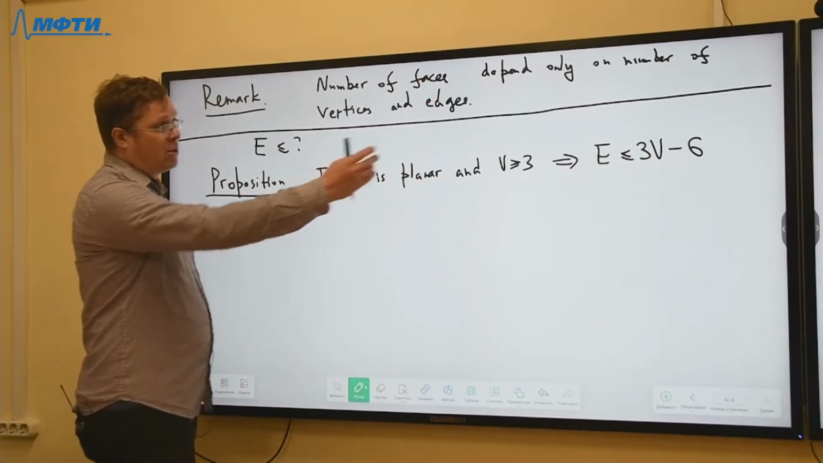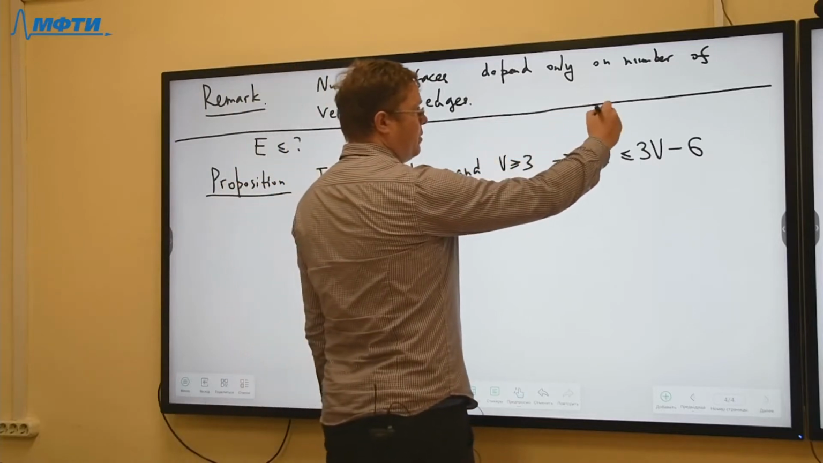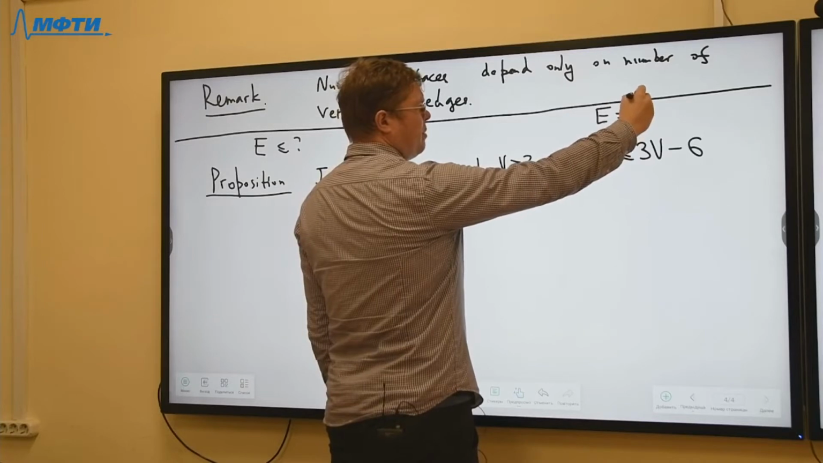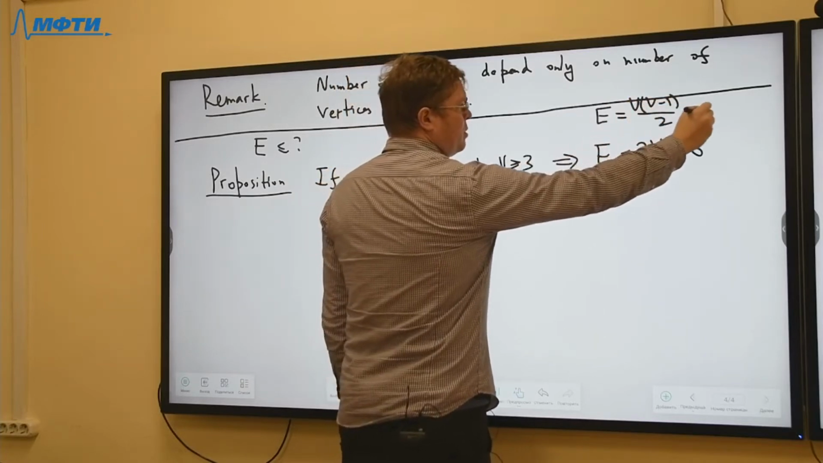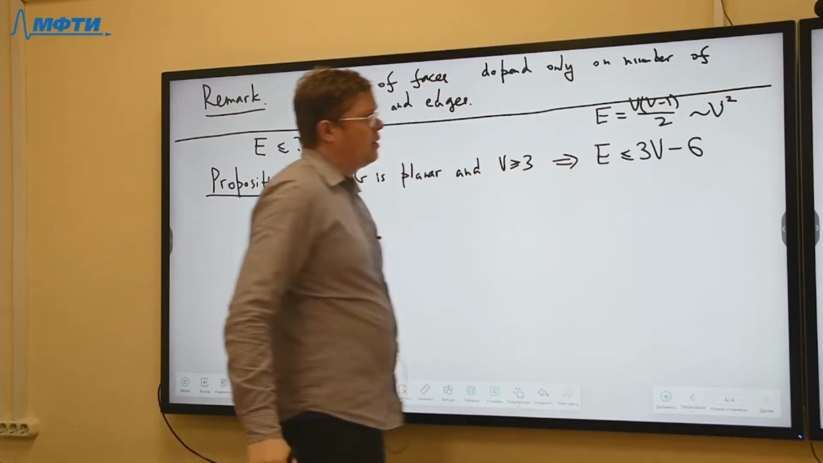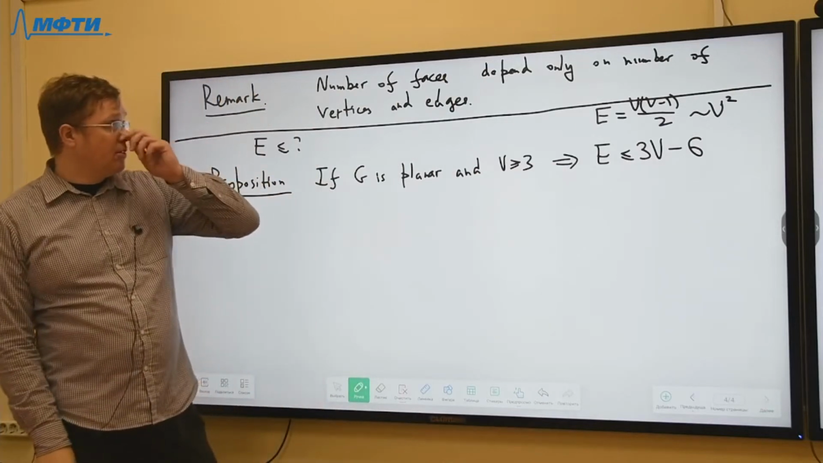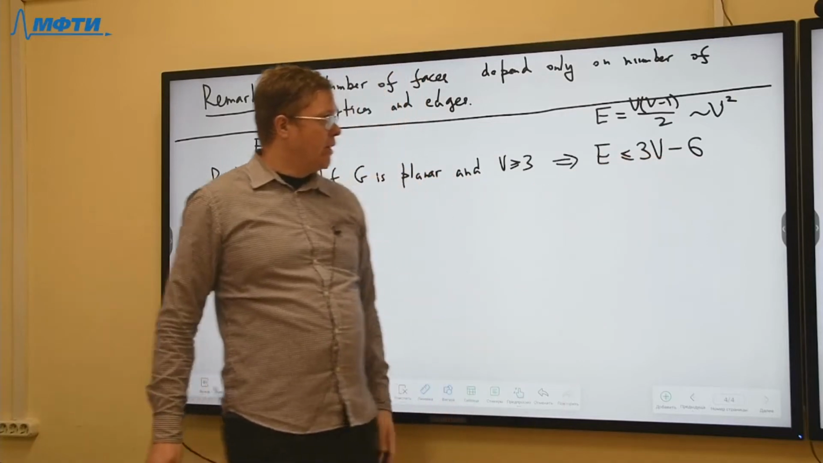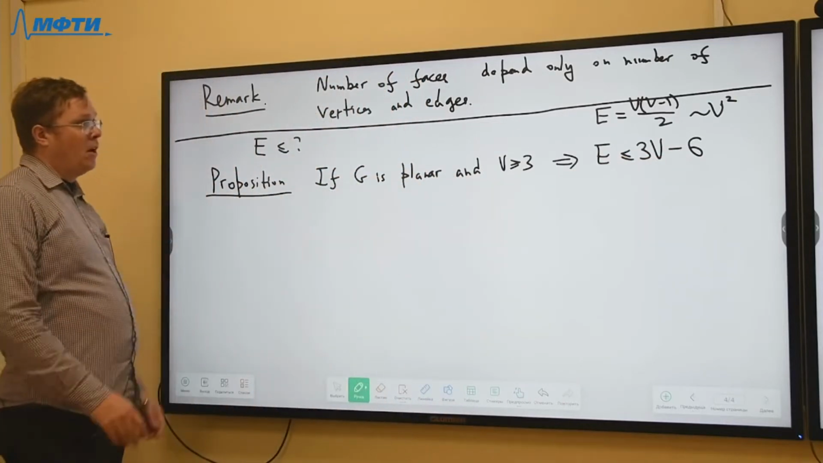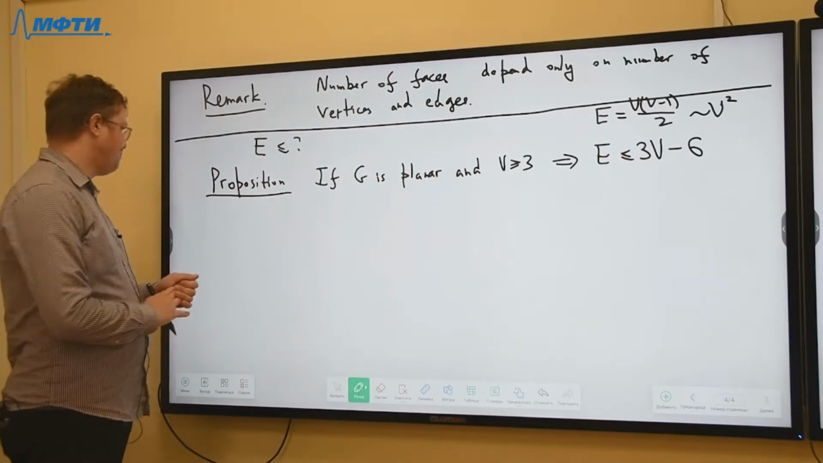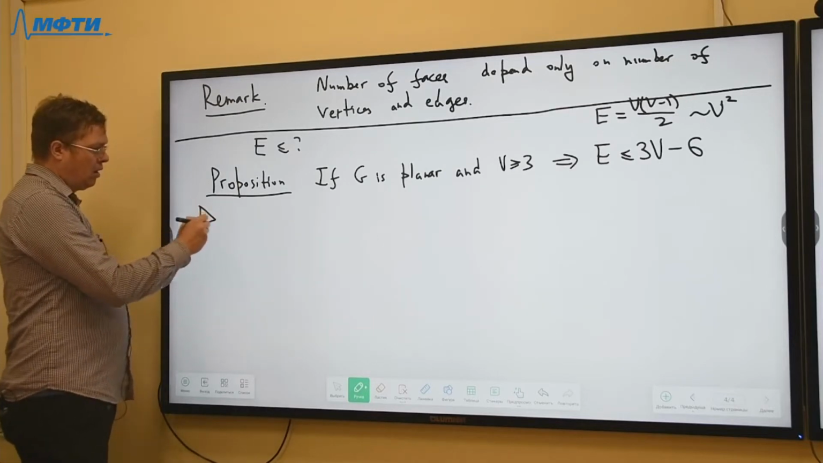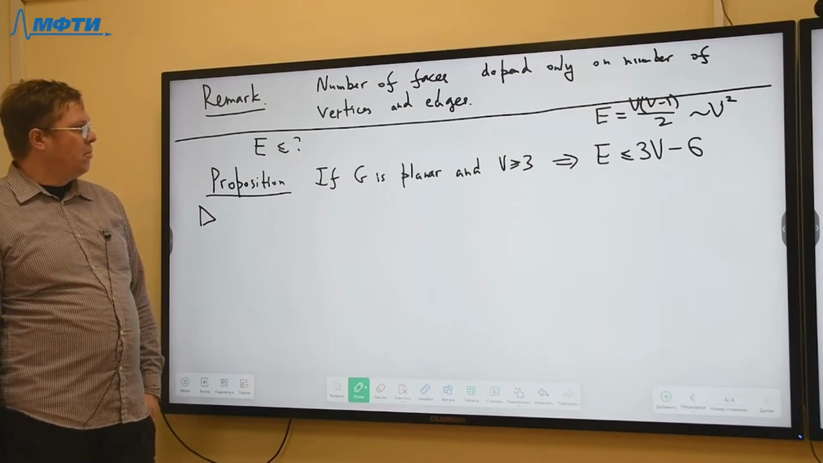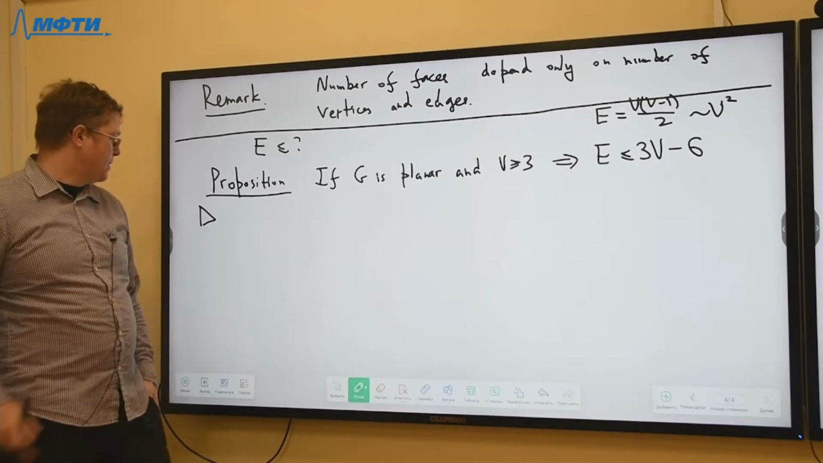Because the maximal number of edges in a graph, for the complete graph, is v times v minus 1 over 2, so it's quadratic in the number of vertices, and here we have a linear estimate for the number of edges. Okay, so how can we prove it? Let's look at the connection between edges and faces.